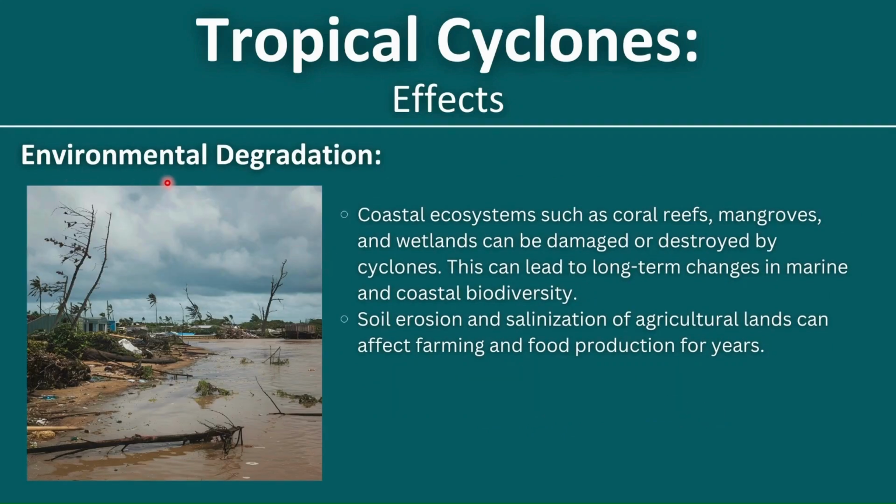The next effect will be environmental degradation. Coastal ecosystems such as coral reefs, mangroves, and wetlands can be damaged or destroyed by cyclones. This can lead to long-term changes in marine and coastal biodiversity. Soil erosion and salinization of agricultural lands can affect farming and food production for years.